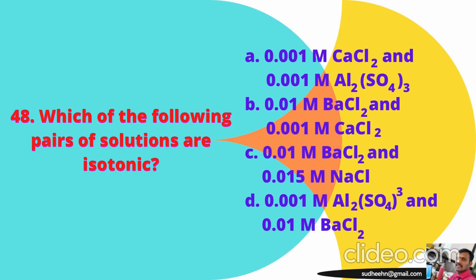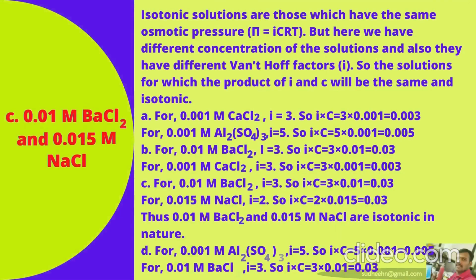Next option C: 0.01 mole of barium chloride and 0.015 moles of sodium chloride. And next option D: 0.001 moles of aluminum sulfate and 0.01 moles of barium chloride. The right option is option C, that is 0.01 moles of barium chloride and 0.015 moles of sodium chloride, because isotonic solutions are those which have the same osmotic pressure, that is pi equal to iCRT.